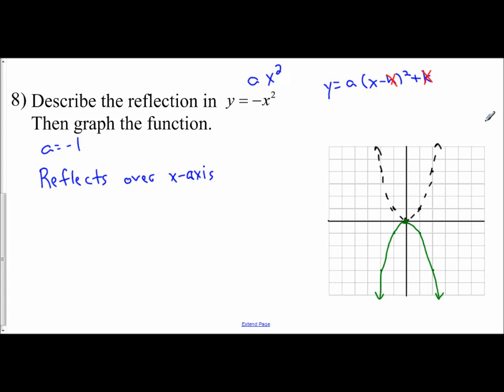Remember, if a is negative, the graph reflects over the x-axis. If a is positive, it's just going to open upwards. In the next video, we will examine how to understand and describe dilations.